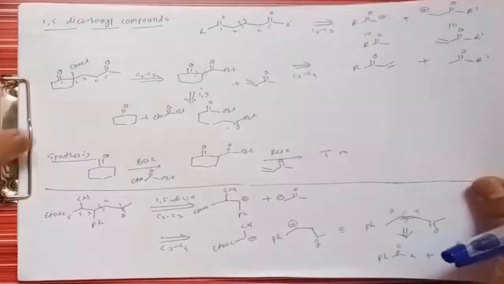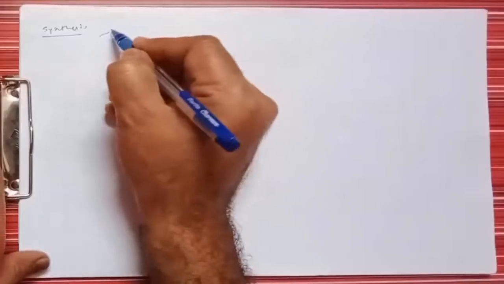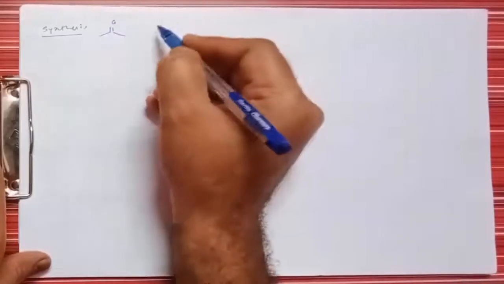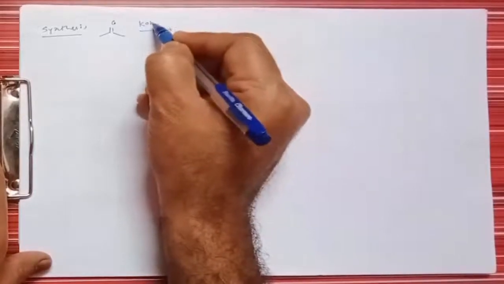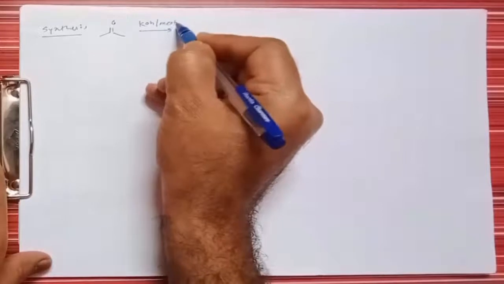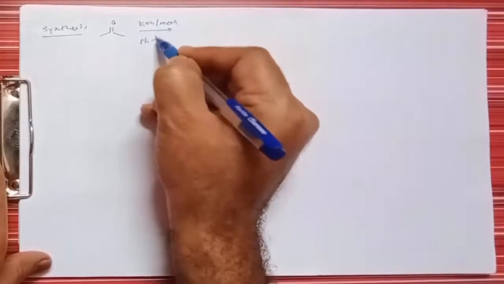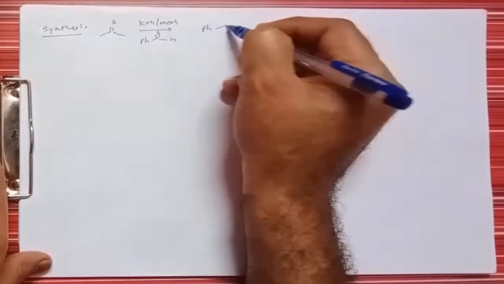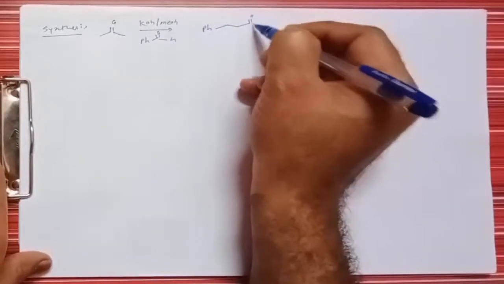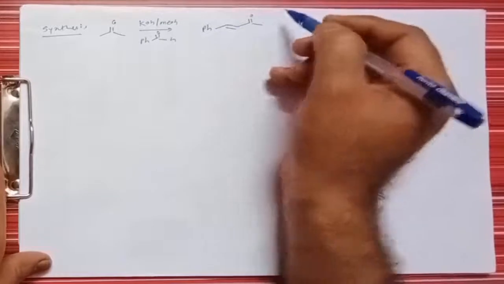Then for the synthesis, take this ketone in the presence of base, that is KOH, in methanol with benzaldehyde, and it gives the formation of an alpha-beta unsaturated carbonyl compound like this.